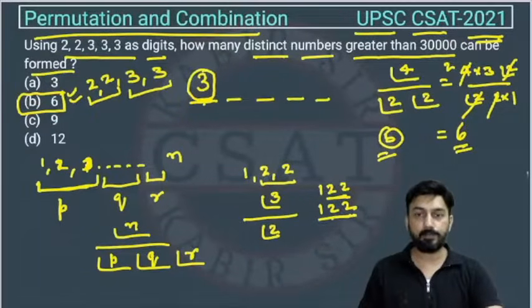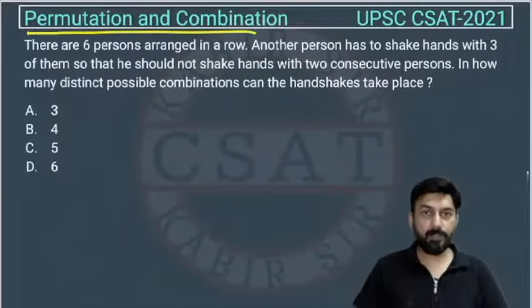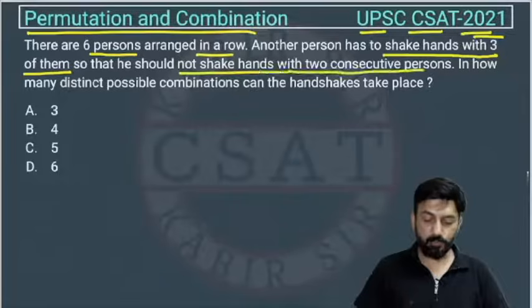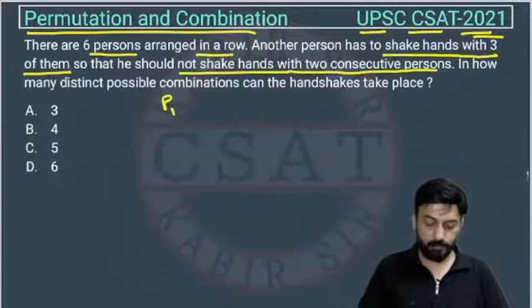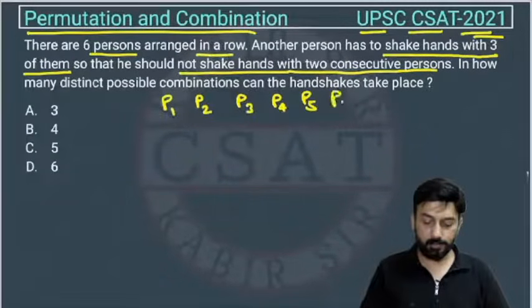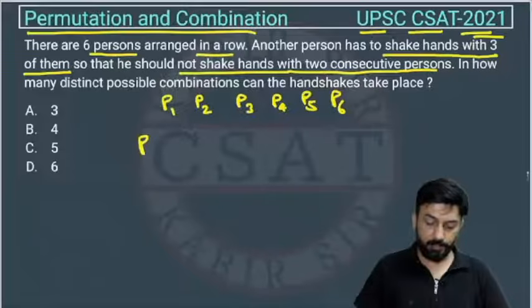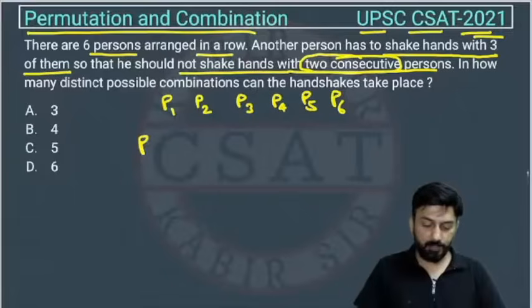So this is a question from the Permutation and Combination chapter asked by UPSC in their CSAT paper of 2021. There are 6 persons arranged in a row. Another person has to shake hands with 3 of them, so that he should not shake hands with 2 consecutive persons, right? So suppose there are these 6 persons, P1, P2, P3, P4, P5 and P6, right? And there is one another person. He is shaking hands with 3 persons, and not with 2 consecutive persons. They should not be consecutive persons. In how many distinct possible combinations can the handshake take place, right?